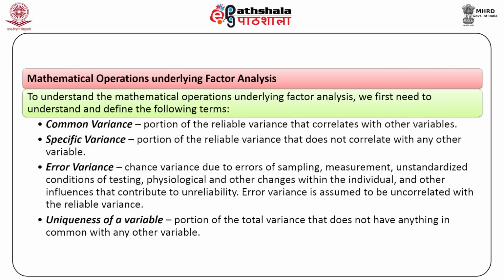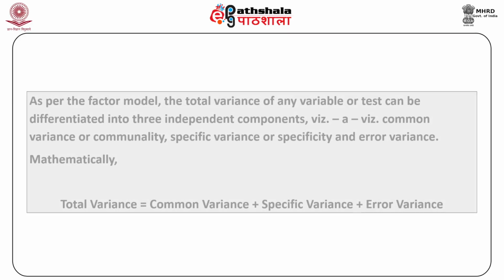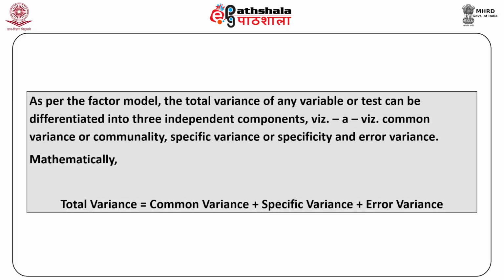Error variance is the chance variance due to errors of sampling, measurement, unstandardized conditions of testing, physiological and other changes within the individual, and other influences that contribute to unreliability. Error variance is assumed to be uncorrelated with the reliable variance. Uniqueness of a variable is the portion of the total variance that does not have anything in common with any other variable. As per the factor model, the total variance of any variable or test can be differentiated into three independent components, vis-a-vis common variance or communality, specific variance or specificity, and error variance.